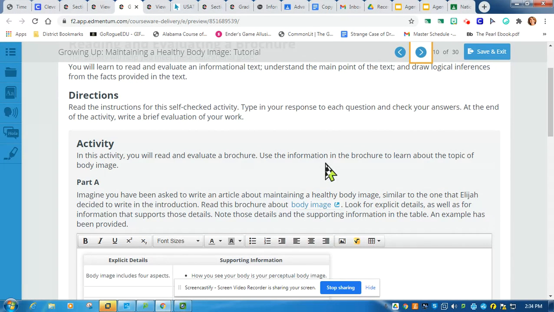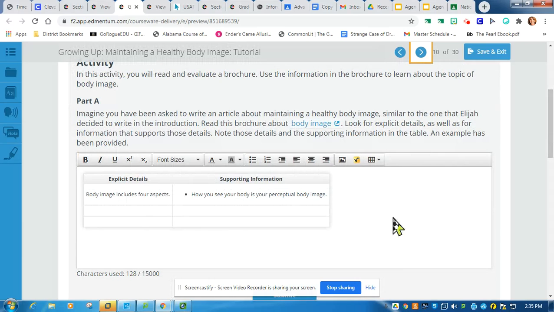All right, so for this activity, you're going to read the instructions, type in your response, and check your answers. At the end, you'll write an evaluation of your work, just like you usually do. This time, you're going to read and evaluate a brochure. Use the information in the brochure to learn about the topic of body image. Okay? Part A, imagine you've been asked to write an article about maintaining a healthy body image, similar to the one that Elijah decided to write in the introduction.